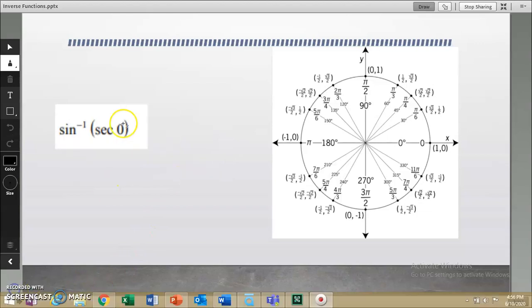Do I have time for that? All right, so the secant of 0 is 1 because it's just inverse of cosine. And then the sine inverse of 1 would give me pi over 2. And I hope that this helps.